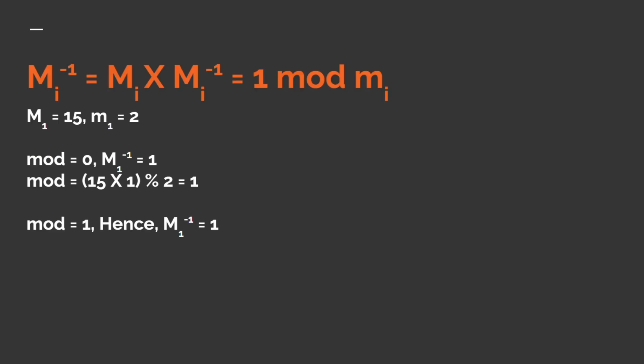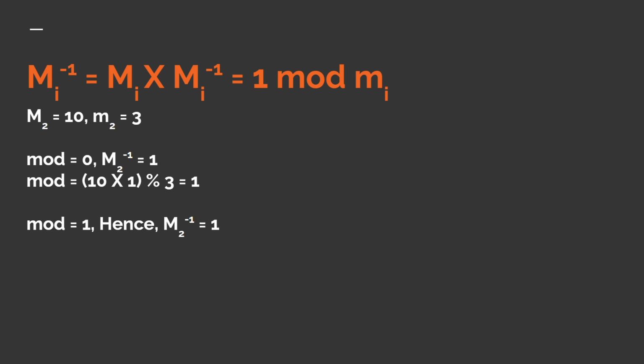Now let's see the capital Mi inverse. This is going to be a little bit longer. As we know, capital Mi inverse is such that when we multiply it with the capital Mi and divide it by the small mi, we should get 1 as the remainder. So we'll first start with m1. Capital M1 is 15, small m1 is 2. As from the algorithm that we saw earlier, we'll start with mod 0 and M1 inverse 1, multiply it with the capital M1 and take a mod of 2, and here we got our remainder as 1. As the mod value is 1, hence the capital M1 inverse is also 1, because for that value we got the mod value 1.